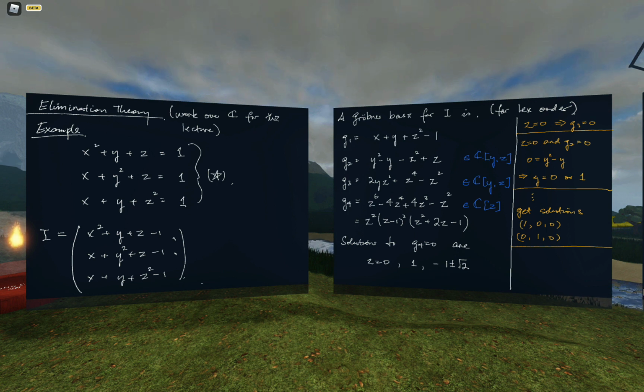When z is 1, so when z is equal to 1, I'm not going to be able to fit it down here, I'll just write down what the solution is. When z is 1, now G3 equals 0 has a consequence, which is y equals 0.